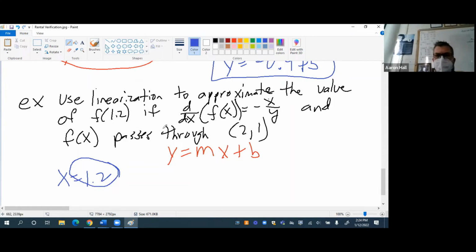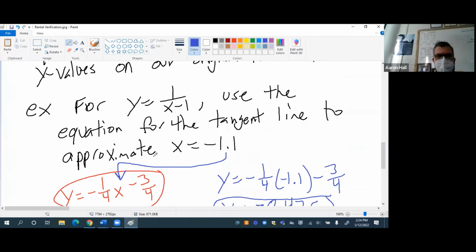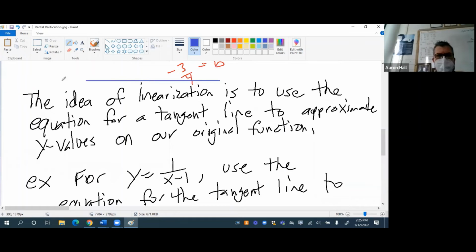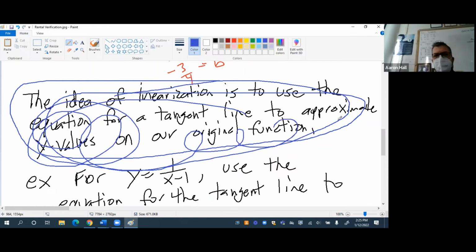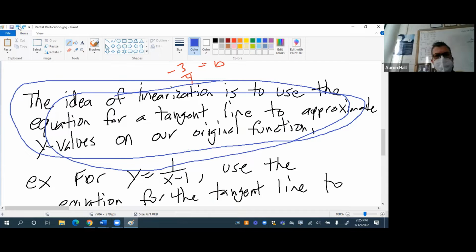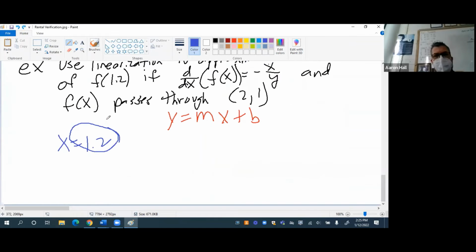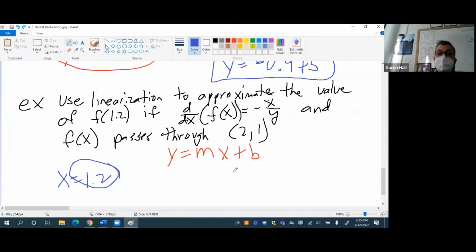Is linearization finding the slope? The idea of linearization is using the equation of a tangent line to approximate the y value. I don't see anything here about slope, Emerson. I thought you had to find the slope of the tangent. All right, so yeah, we have to find the slope of our tangent line.